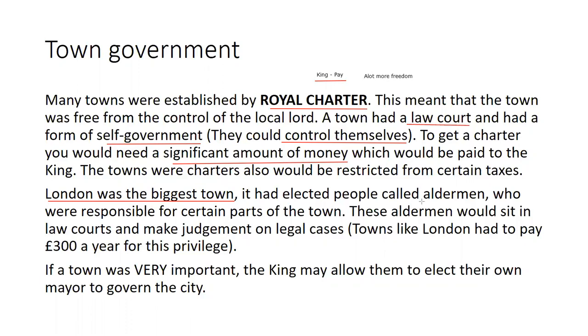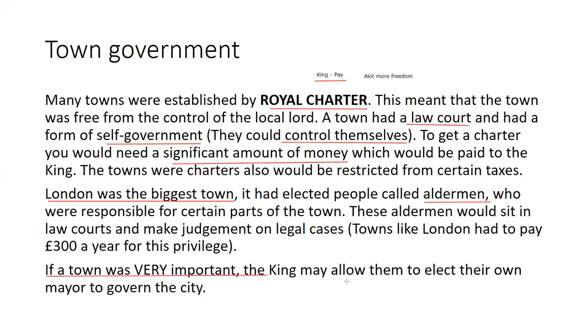London elected people called aldermen, who were responsible for certain parts of the town. So these aldermen would sit in law courts and make judgments on legal cases. This is where the king benefits, because towns like London had to pay £300 a year for this privilege. So it wasn't just a one-off payment. Some towns had to pay continuous payments to ensure that they could keep their freedom from the king.